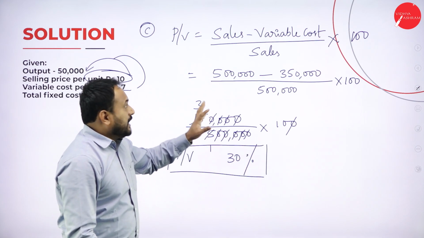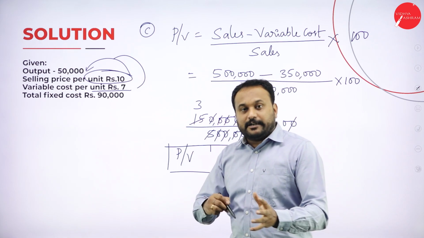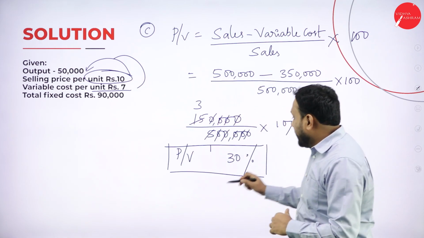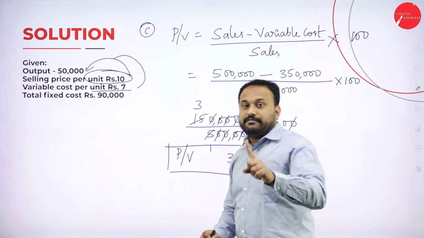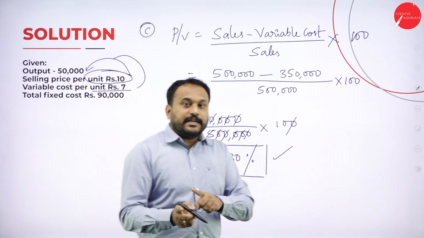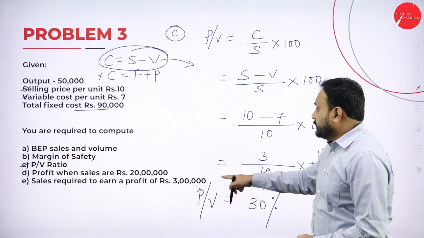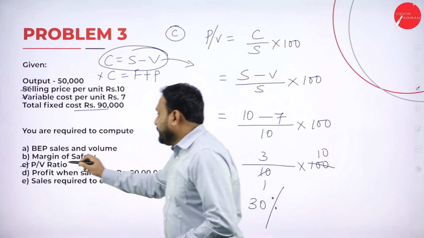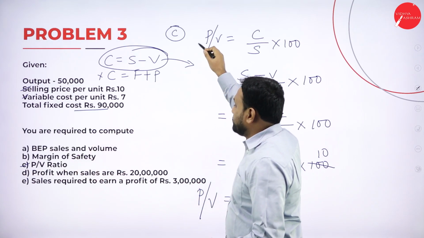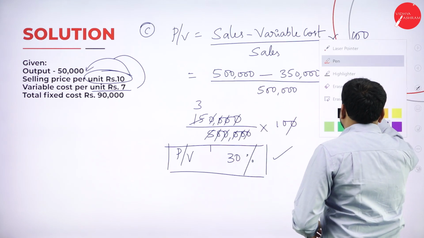So again, see, if I go with total sales minus total variable cost divided by total sales, even then I'll get 30% because PV will not change. Even per unit I can calculate, even with total sales and total variable cost I can calculate. See here, 30%. So let's go with the problem now. The PV is done. Let's go with the next one, BEP. Let me just erase this.